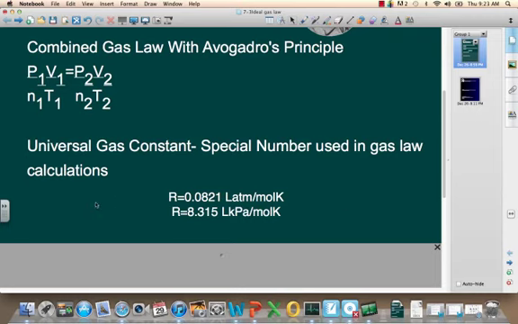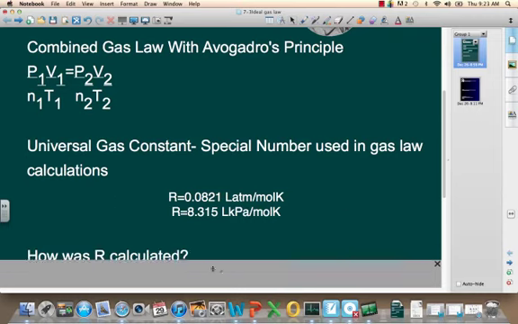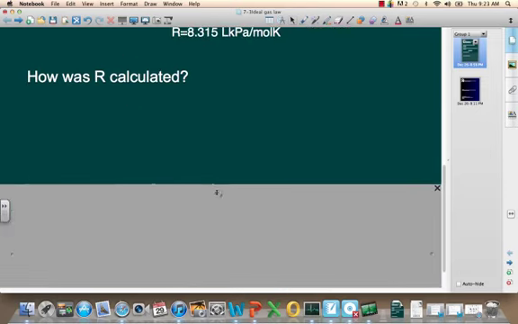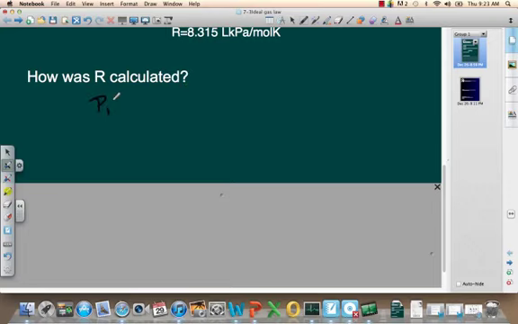Now you don't have to memorize this. I will give you this constant. But let's look at how they actually solved for this number. How did they come up with R? Well, they said that you can include the number of moles into that combined gas law. So, P1 times V1 is equal to n1 over T1.